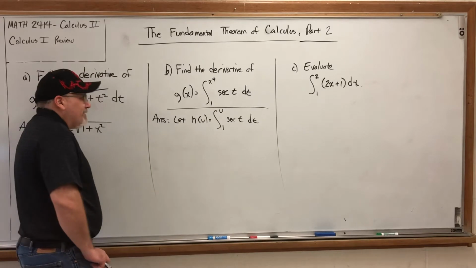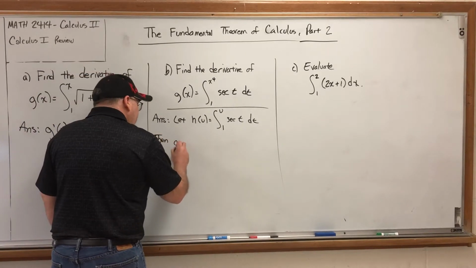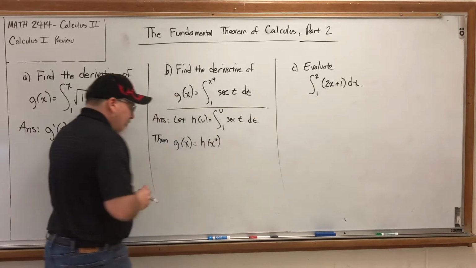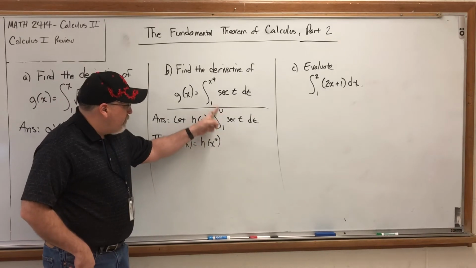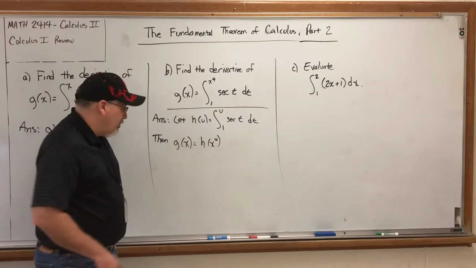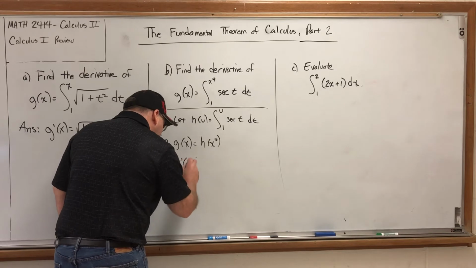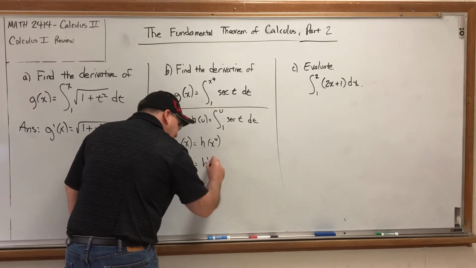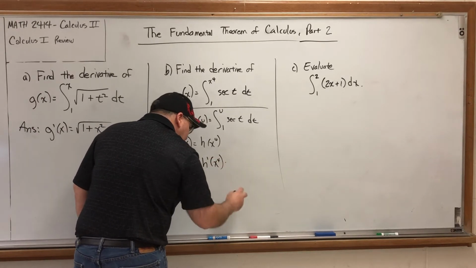But how do we write g? Well, then g of x is equal to h of x to the 4th. Let that sink in. If I put x to the 4th in for the u, then I get this function. So why is this important? Because now I can use the chain rule. And remember how the chain rule works. Derivative of the outside, leave the inside alone, times the derivative of the inside.